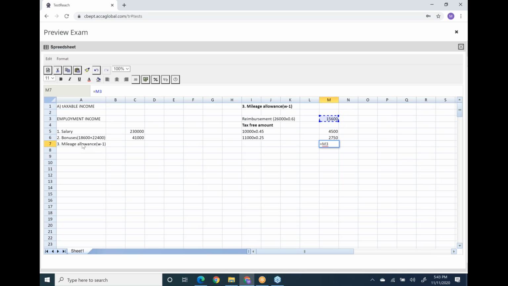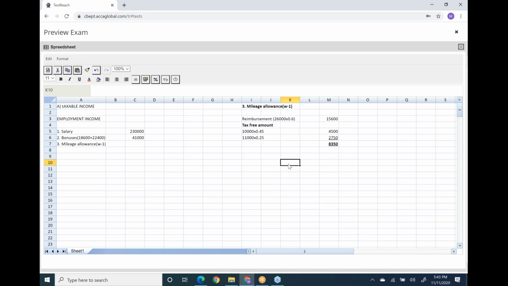15,600 is the amount received, less these two: 4,500 and 2,750, which is the mileage allowance.